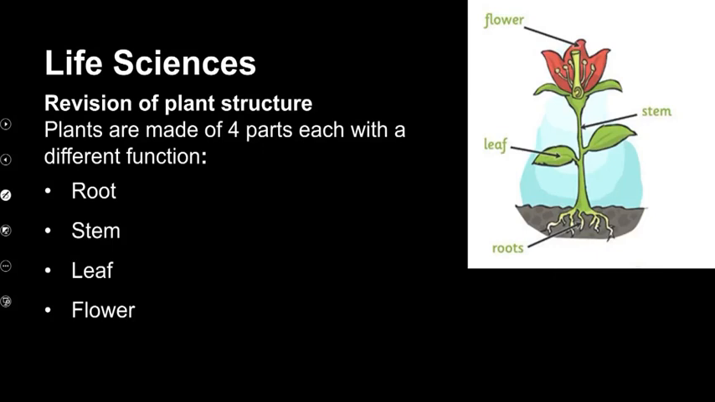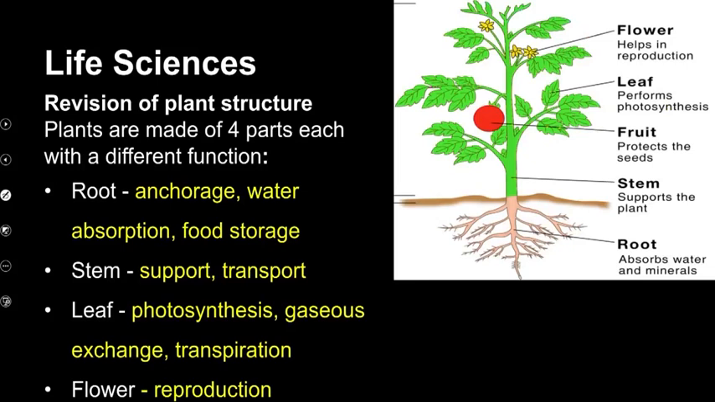We also need to revise, what does a plant look like? What is it made of? And right in primary school, you looked at something like this. Plants have roots, stems, and leaves, and at certain times of the year, they will also have flowers. Now, every single one of these has got a specific function to carry out.